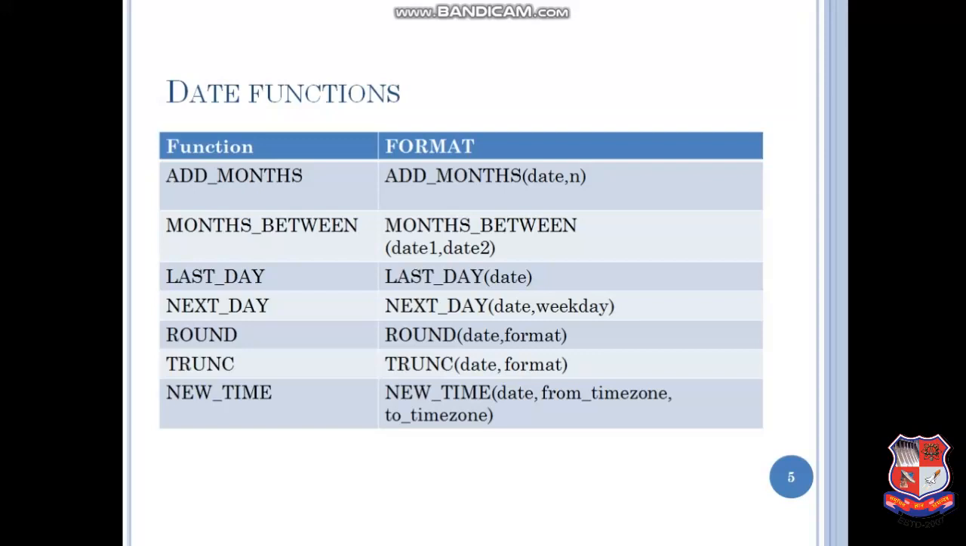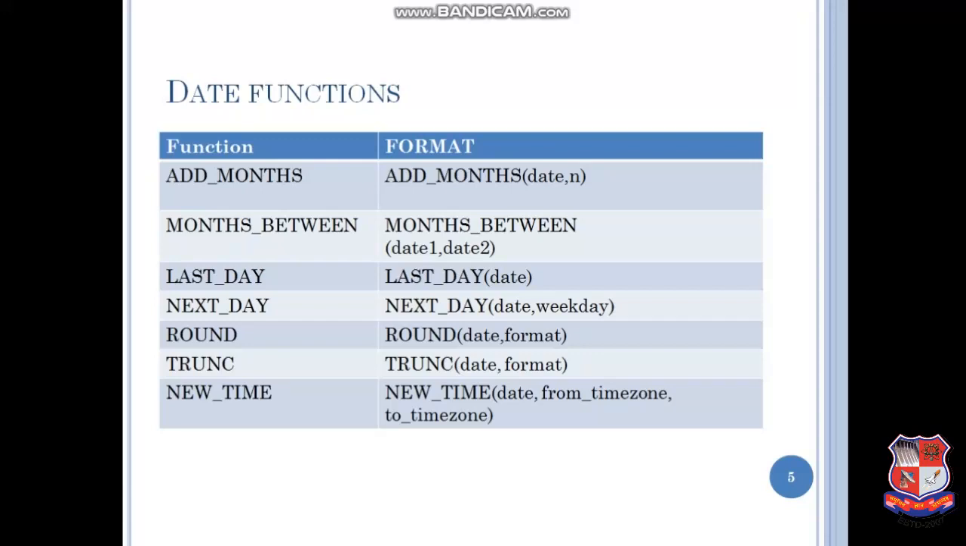Last day. If I give last day and today's date, that is SYSDATE, then, as the current month is say April, it will show me the last date of April month. Next day. Say for example, if I want to know when friendship day is coming in 2020, I give next day, date 31st July 2020 comma Sunday, as I know that friendship day is always celebrated on the first Sunday of August, then it will show me the respective date.